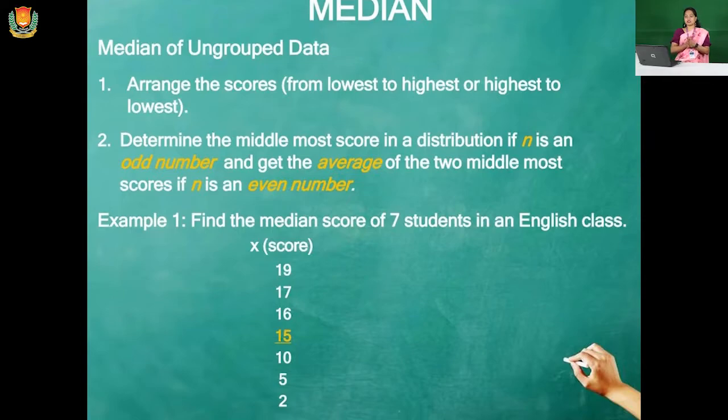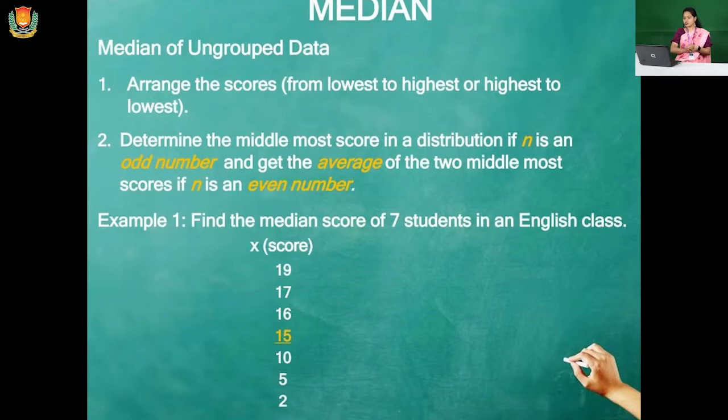Basically, the median can be for ungrouped or grouped data. For ungrouped data, or a discrete series, we only have the number of observations, like 19, 17, 16, 15, 10, 5, 2. What we do is arrange them in ascending or descending order first. Then, if there is an odd number of values, we take the middlemost value.